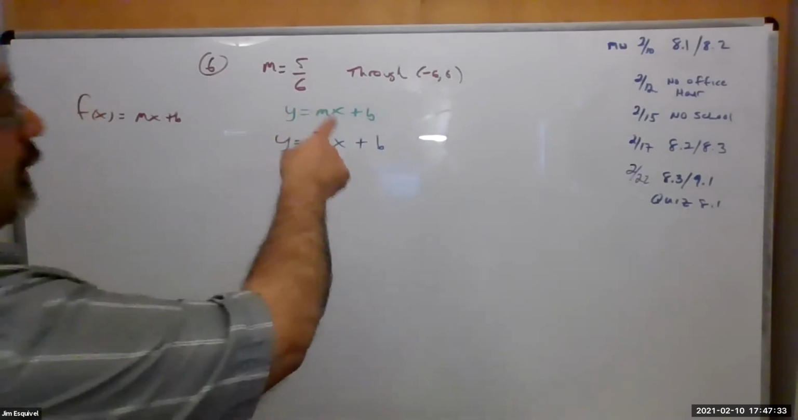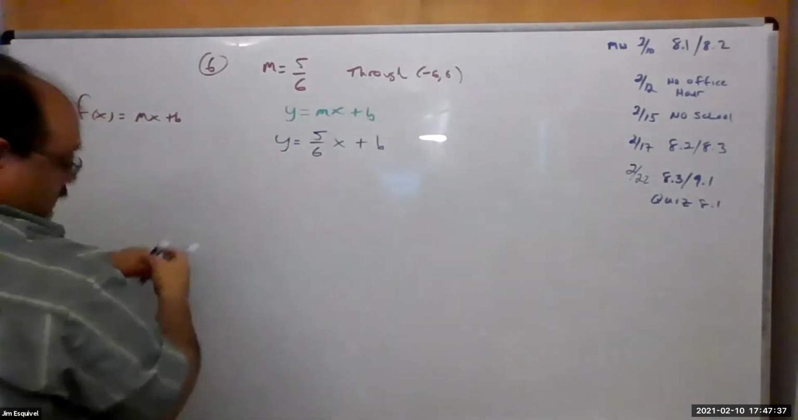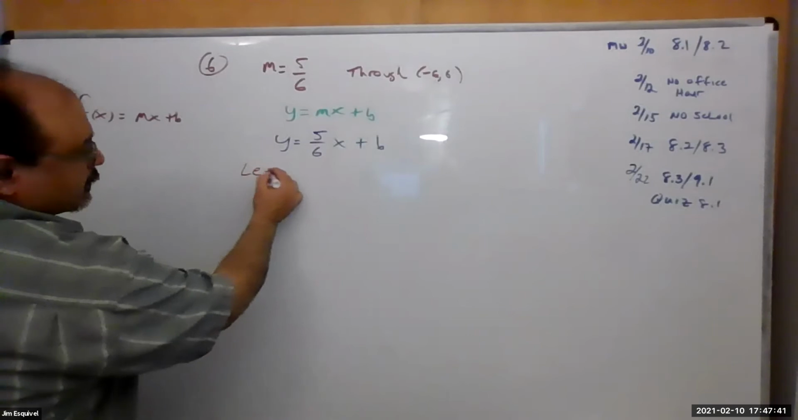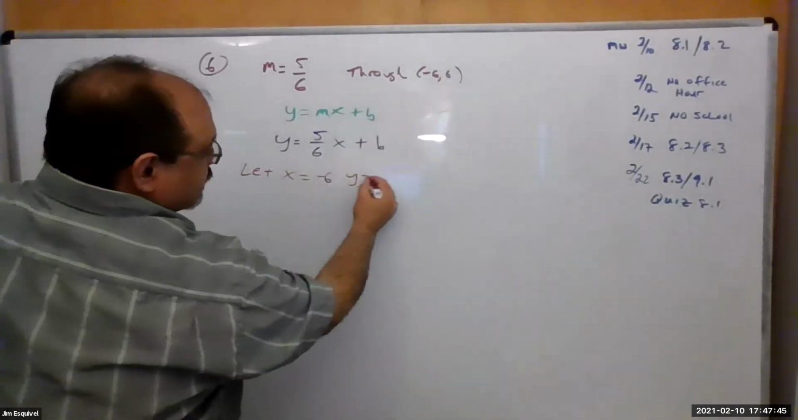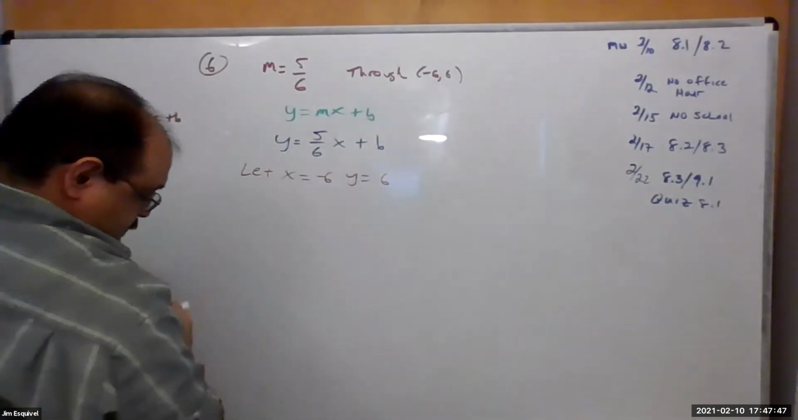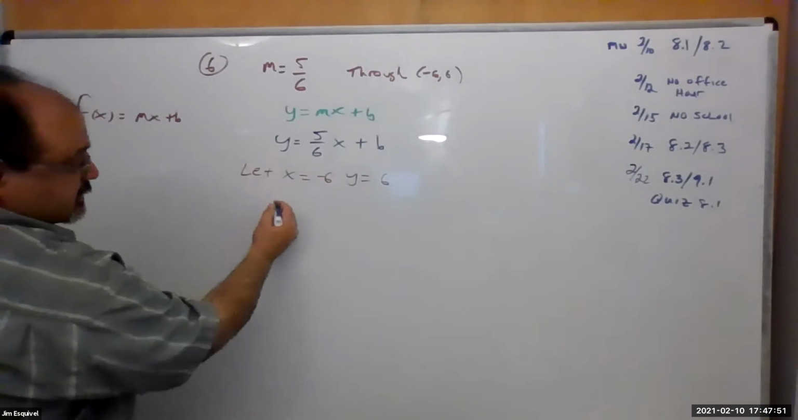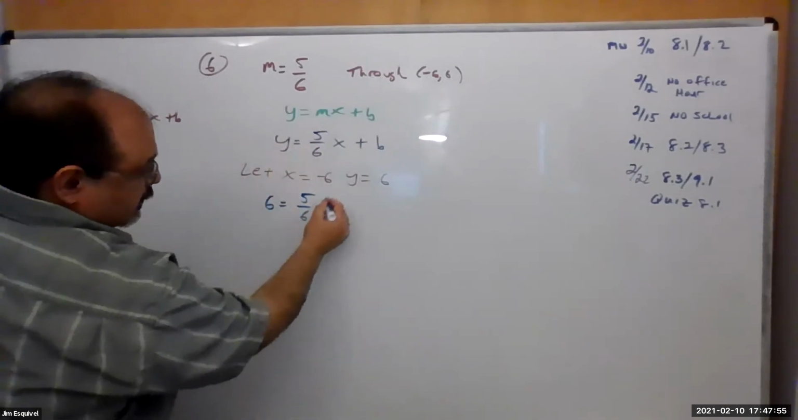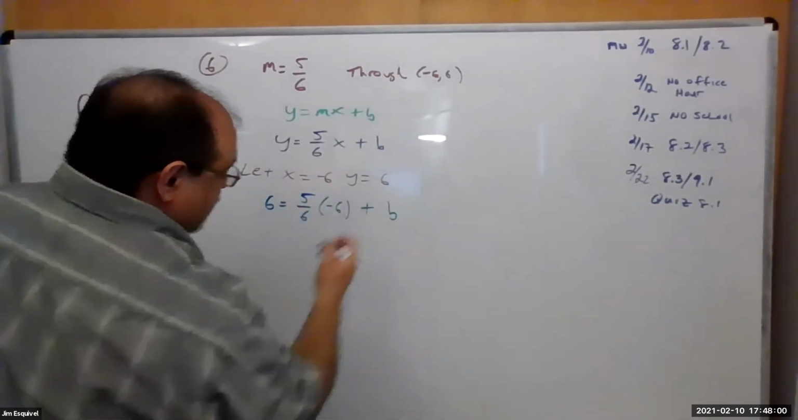y equals, plug it in, 5 over 6. And now to figure out b, plug in x and y. X is negative 6, and y equals positive 6. So 6 equals 5 over 6 times negative 6 plus b.